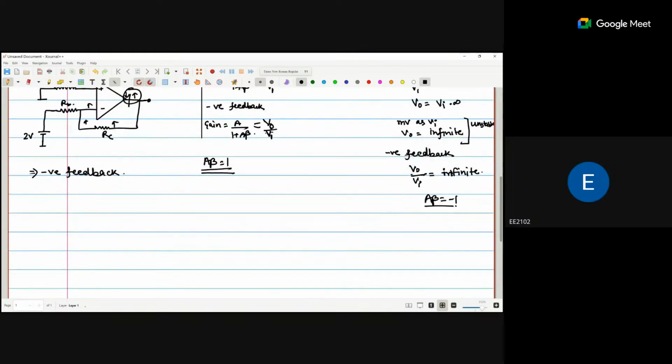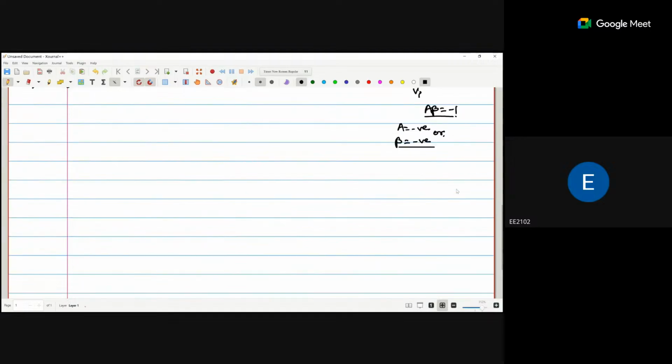Now, if A beta is equal to -1, that means either A is negative or beta is negative. If A is negative or beta is negative, we go with the transfer system. We are considering A is negative, minus A.